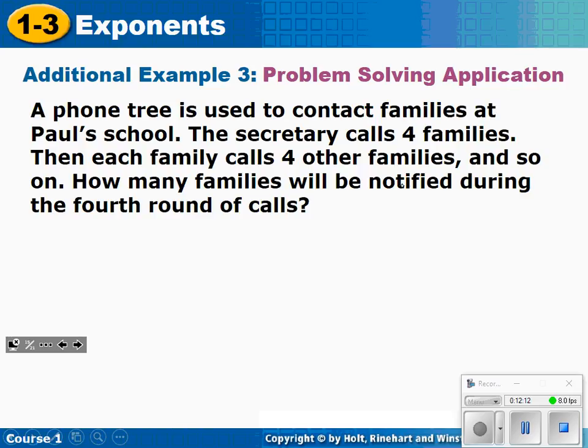See what I mean? It looks like this. This is person number 1. Calls 4, 2, 3, 4 people. And then each one of these people calls 4 people. 1, 2, 3, 4. Each 1, 2, 3, 4. 1, 2, 3, 4. 1, 2, 3, 4. And so on. And then each one of these people calls 4. All right? So all of a sudden, you're calling a lot of people.